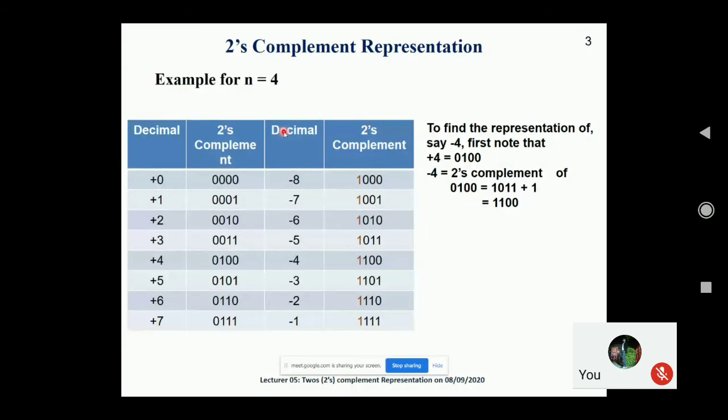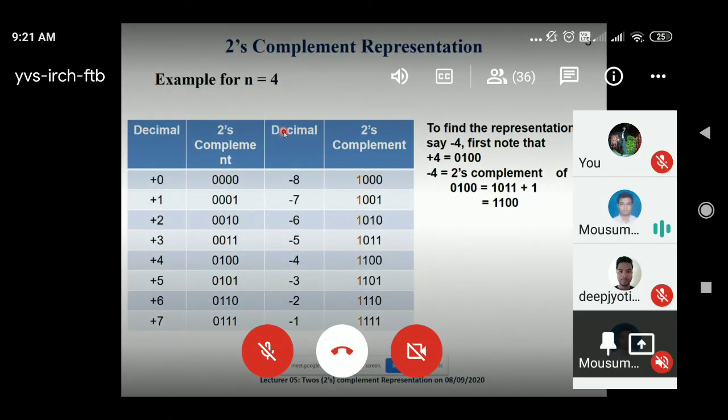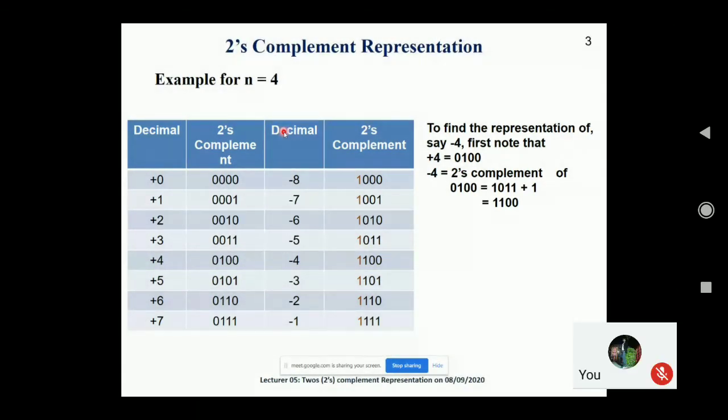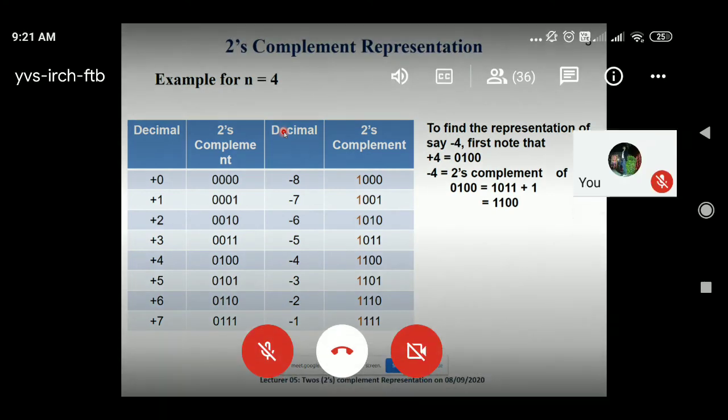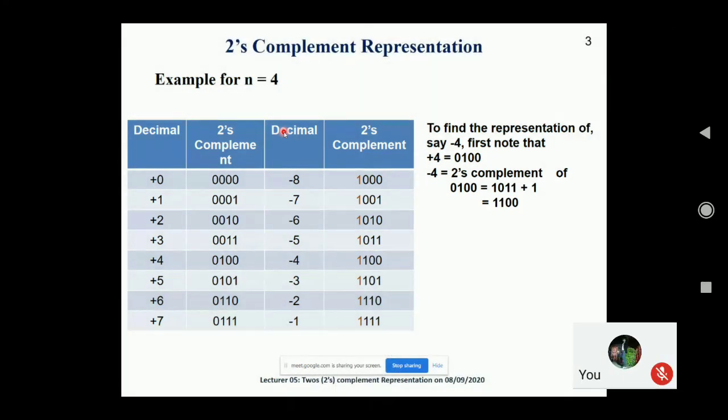Plus 0 we represent as 0, 0, 0. And when we apply minus 0, we also get 0, 0, 0. That means for representing 0, whether it is plus 0 or minus 0, it does not bother us, because we use only one bit sequence, 0, 0, 0. For that reason, we can increase the range by one, going to minus 7 to minus 8.